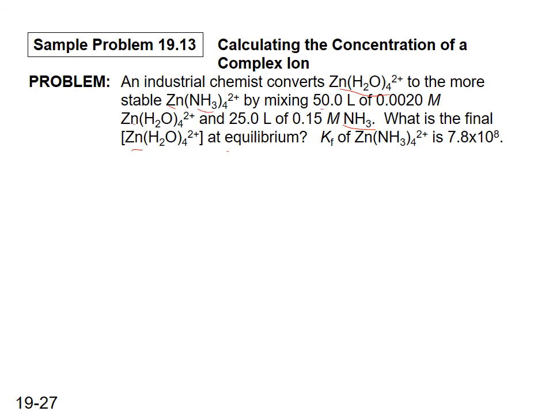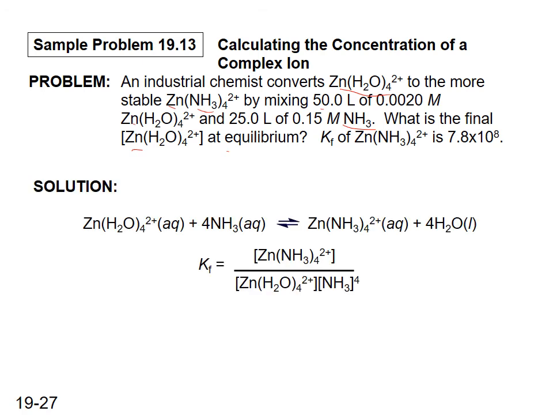So first, let's write the reaction to replace water by ammonia. Here is the reaction: zinc hydrate, 4 ammonia to replace 4 water to make the zinc ammonia complex. So we write this reaction, and the Kf of the formation of this complex is given. The formation Kf should be the product, omitting water, divided by the reactants. Now what it asks you is, at equilibrium, what's the concentration?